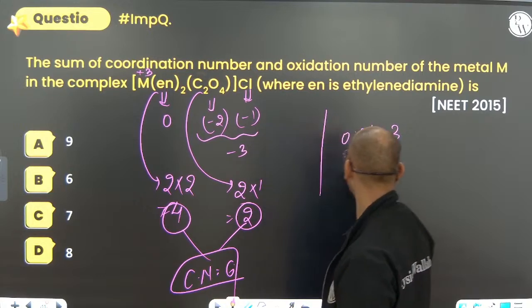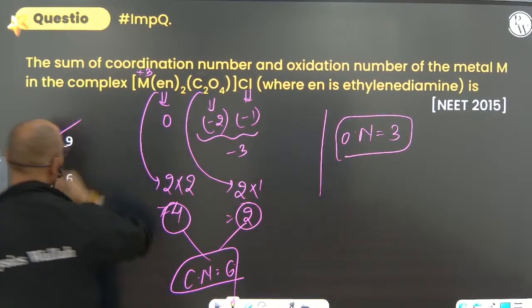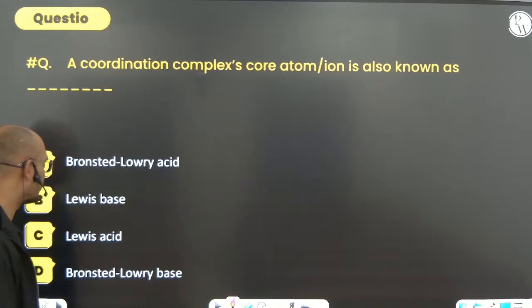So coordination number 6, oxidation number 3. 6 plus 3 is how much? 9. Because it is asking for the sum of both of them. Any doubt? No doubt. PYQ.